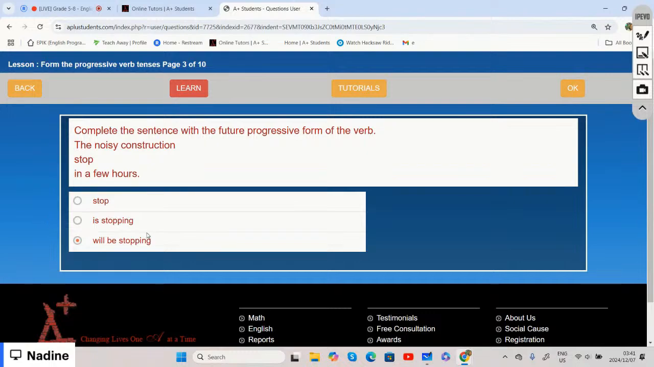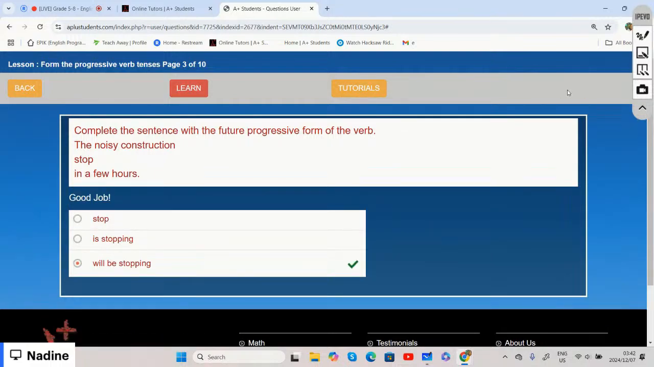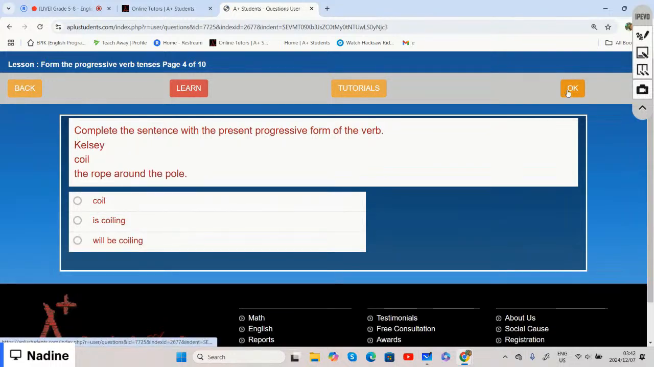will be stopping in a few hours. So well done. Option three is correct. It shows the future progressive form of the verb. It will be happening. It's the action that will be happening. It will be stopping. So well done. Will be stopping is correct because it shows the future progressive form of the verb.